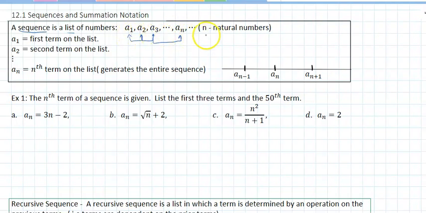The domain of those subscripts would be the natural numbers 1, 2, 3, 4 all the way up. A sub 1 is the first term on the list, A sub 2 is the second term on the list. If you can find this term, A sub n, that's an important term because if it can be found, it generates the entire sequence. Something that you should pay attention to saves you a lot of work.